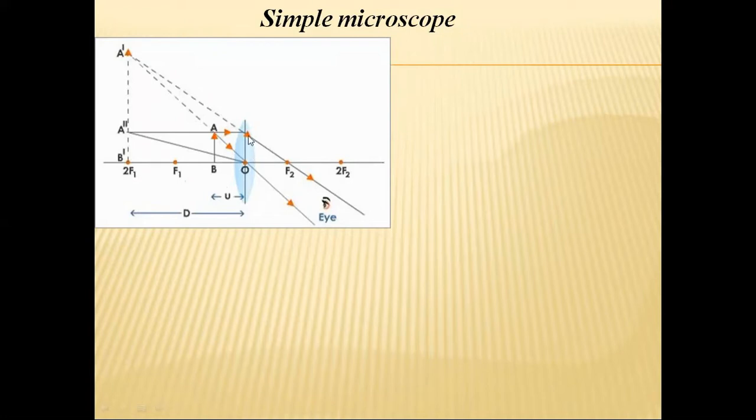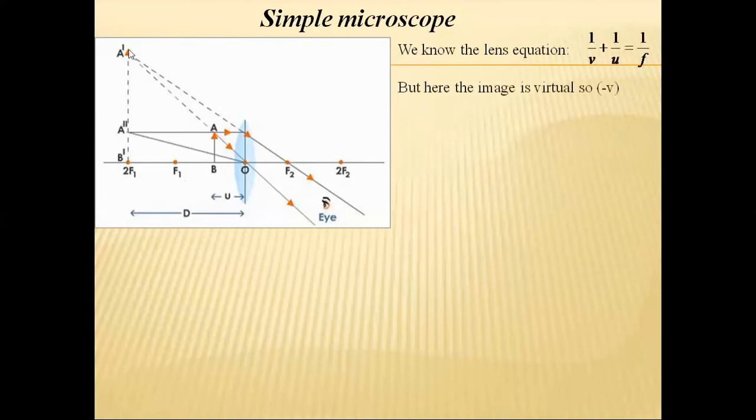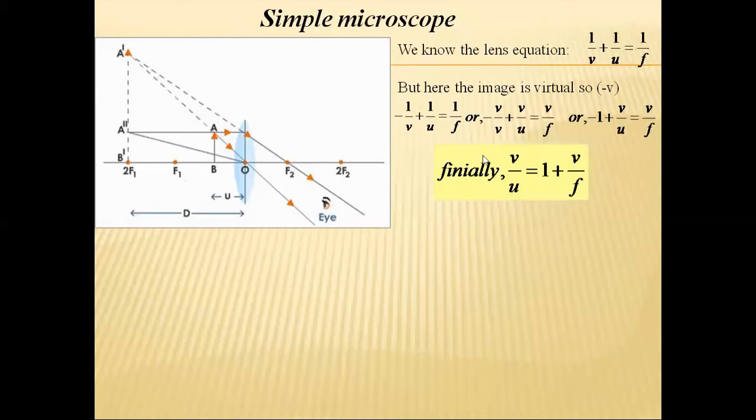And this is the ray diagram of the simple microscope, and we know the lens equation, that is 1/v + 1/u = 1/f. Here the image must be virtual, so we take the virtual image as minus v, and now we put minus v in the main equation: -1/v + 1/u = 1/f. Now I multiply v on both sides, so -v/v + v/u = v/f, and finally we get -1 + v/u = v/f. And finally we can write that v/u = 1 + v/f.